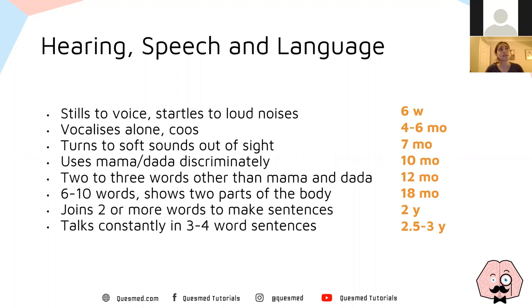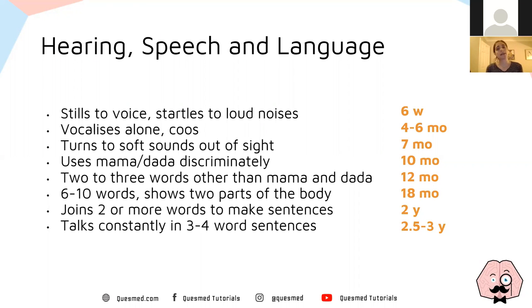By 7 months, once they start having a little bit of object permanence, as we'll see later on, they will turn to soft sounds that are not immediately in their sight, and they'll start looking for them. By 10 months, they should be calling for mum and dad, knowing which parent they're calling for, which is what discriminately means here, rather than just saying mum and dad for whatever person is around them. And by 12 months, we expect a child to use 2 to 3 words other than mum and dad.